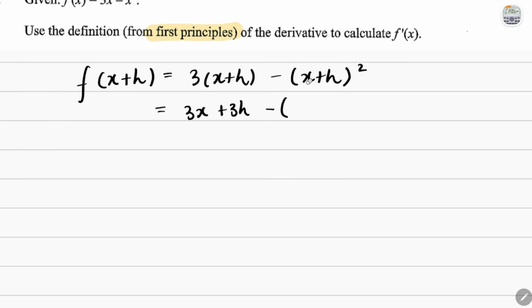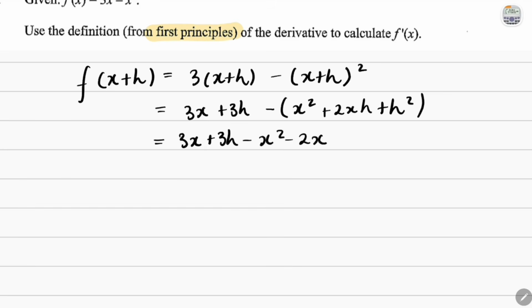Now this has to be distributed. You can write it twice and then FOIL out, or you could just do this. So x gets squared and becomes x squared. The last term gets squared and becomes positive h squared. And then first term times second term is xh. Then you just multiply that by 2, so that is positive 2xh. And then that negative goes in. So we have 3x plus 3h minus x squared minus 2xh minus h squared.